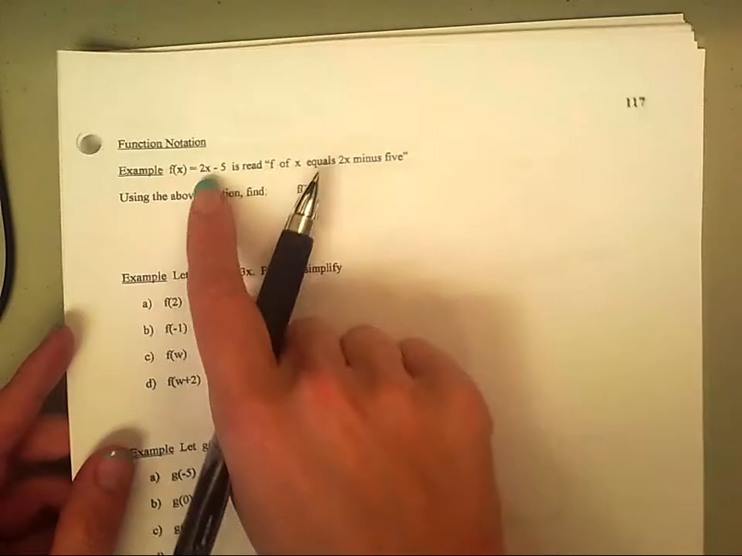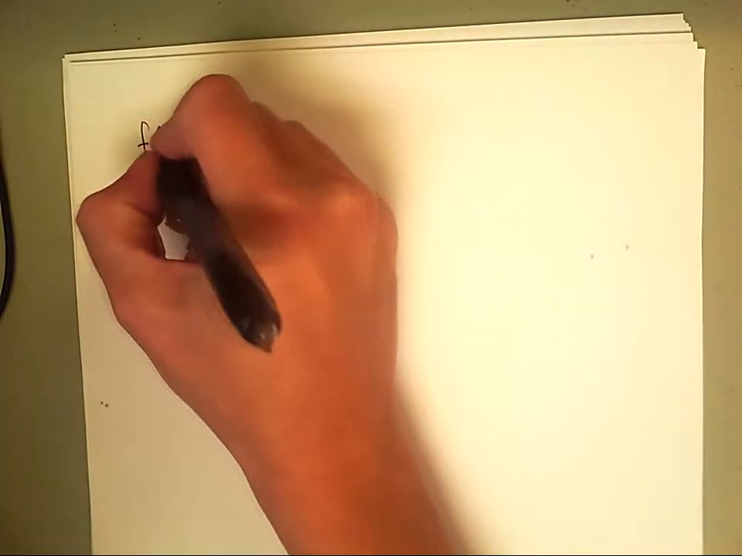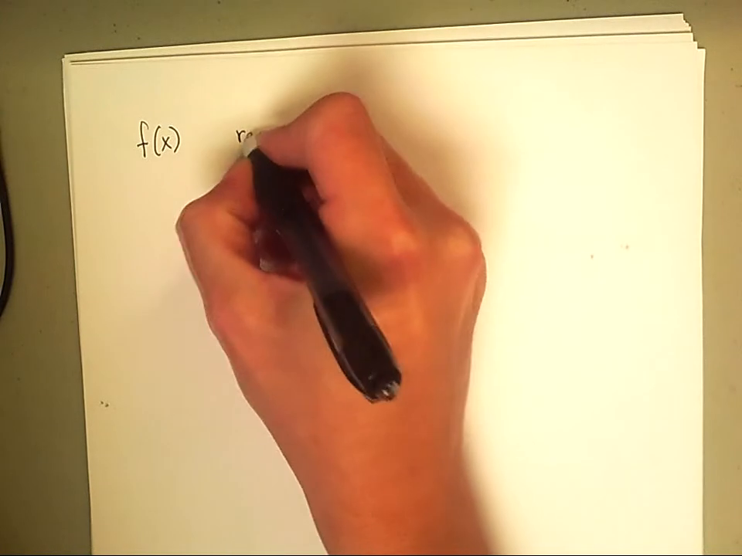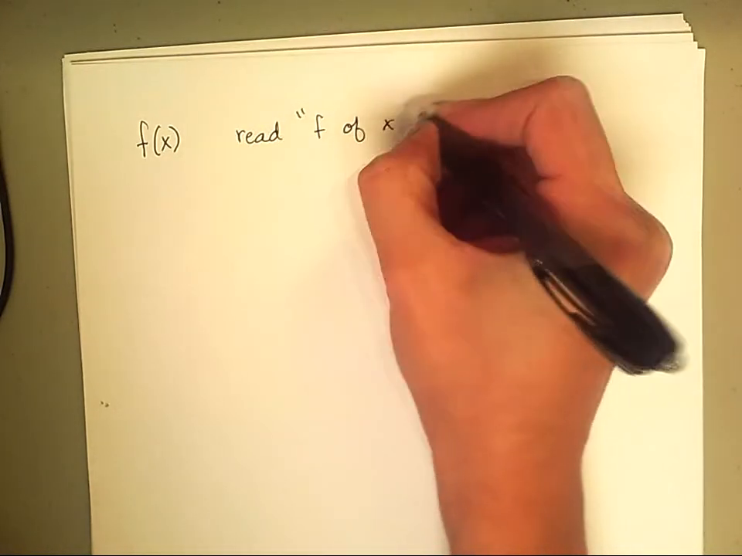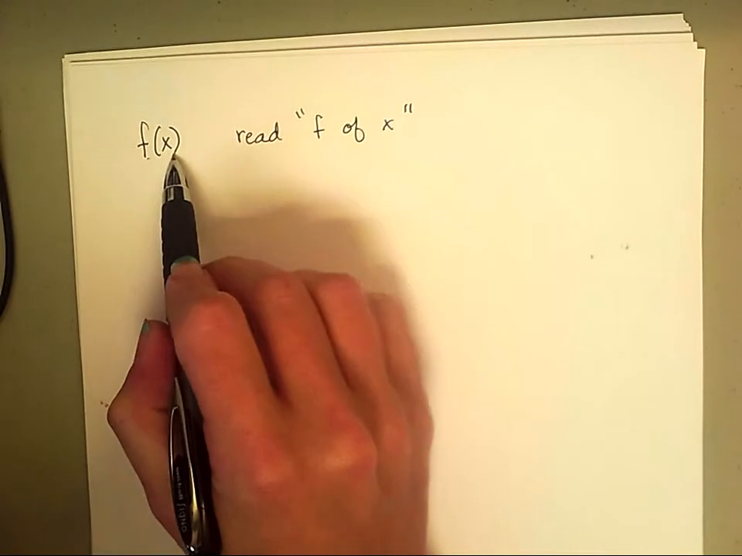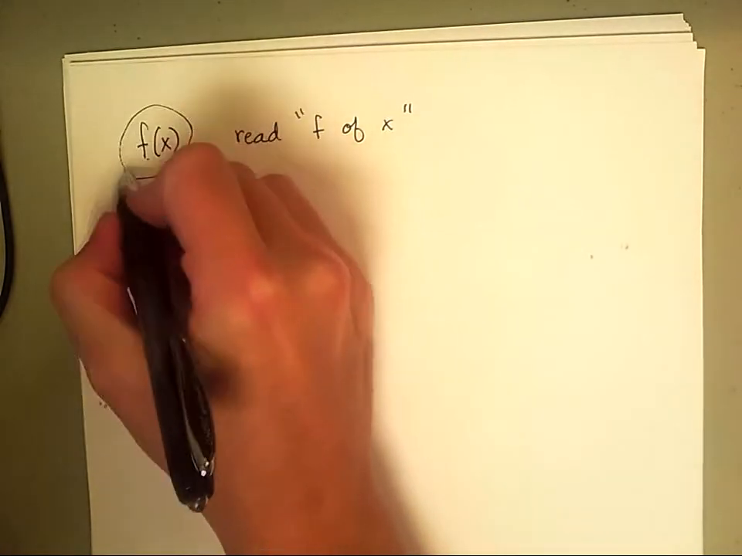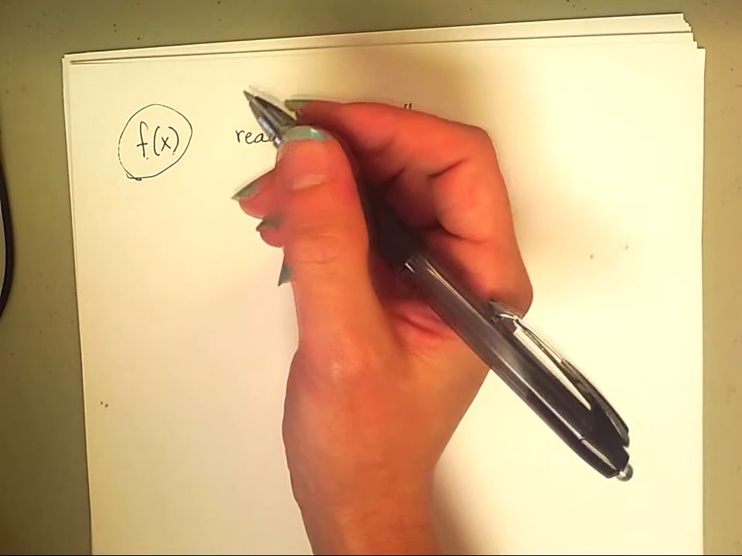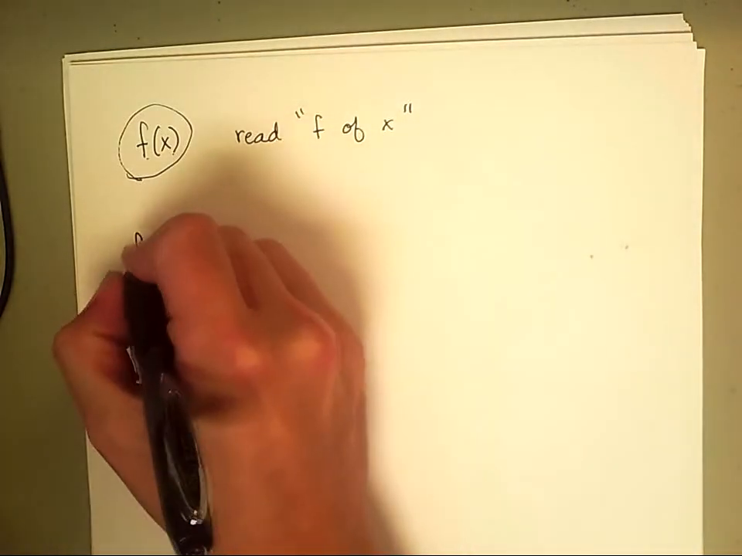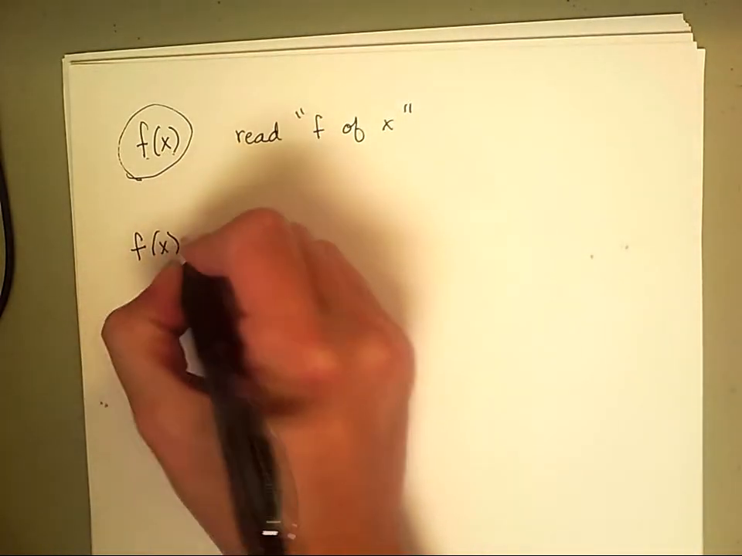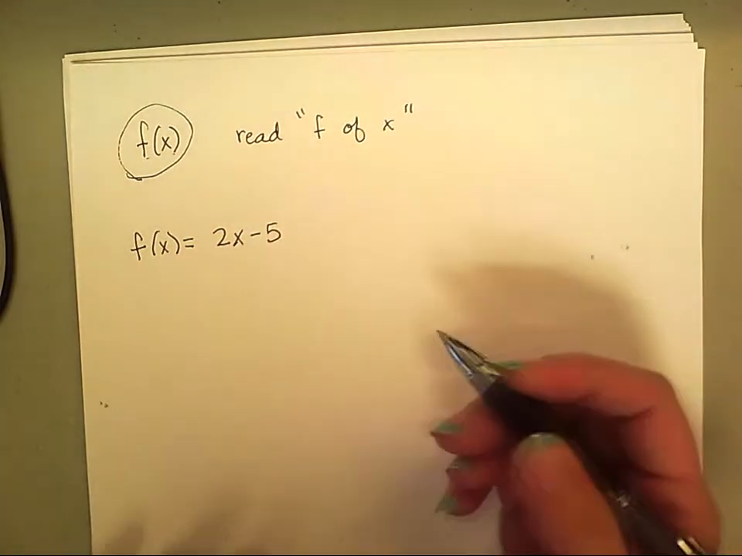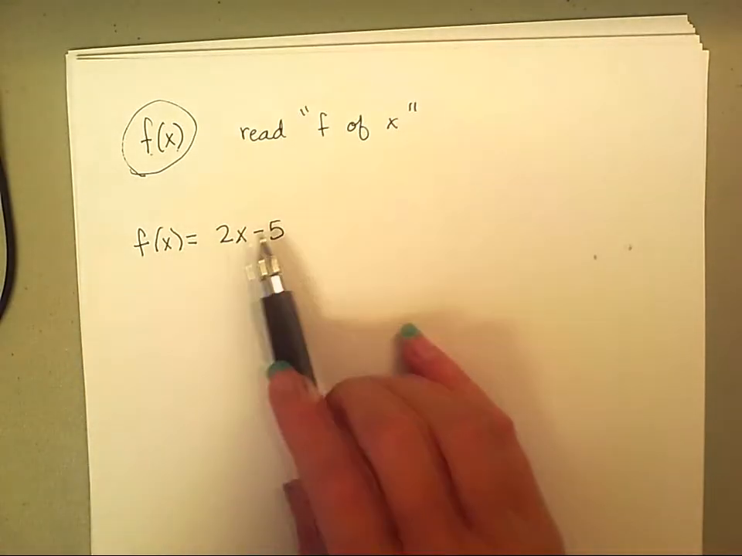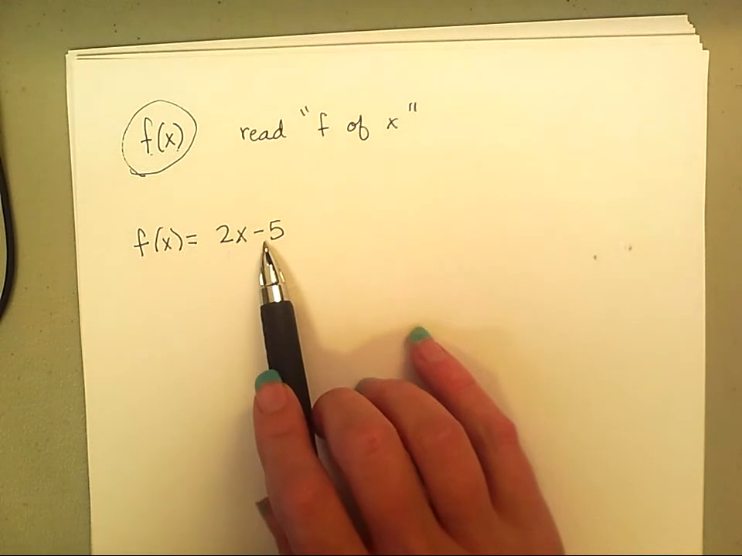Okay. So the function notation here is written like this, and it is read f of x. Okay, so it doesn't mean f times x, it is the function notation altogether. Alright, so in the first example, we have that f of x is equal to this line 2x minus 5. It's a line that has a slope of 2 and a y-intercept of 0, negative 5.